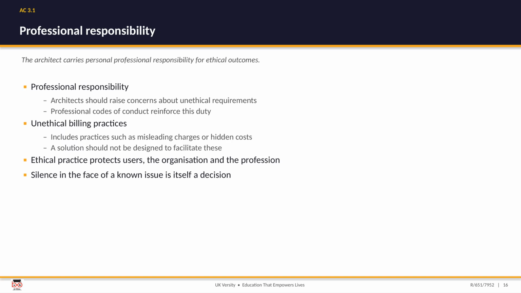Ultimately, the architect carries personal professional responsibility for the ethical outcomes of a design. If a requirement is unethical, you're expected to raise it, and professional codes of conduct reinforce that duty. Take unethical billing as an example, practices like misleading charges or hidden costs. A solution should never be engineered to facilitate them. Ethical practice protects users, the organization, and the wider profession. And it's worth remembering that staying silent about a problem you already know about is itself a decision.